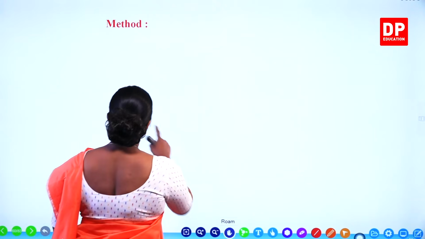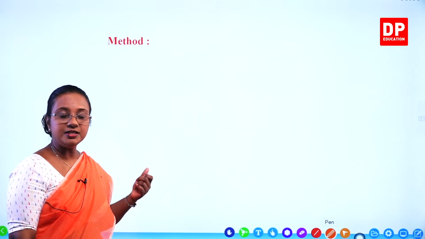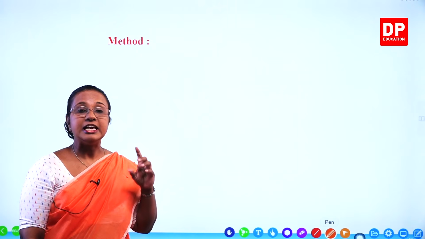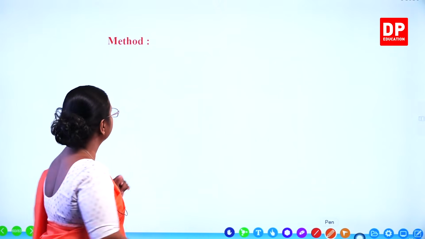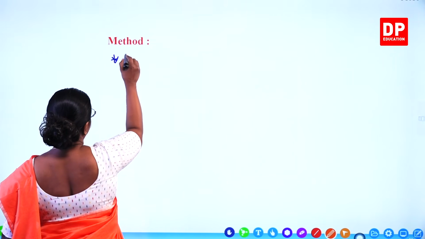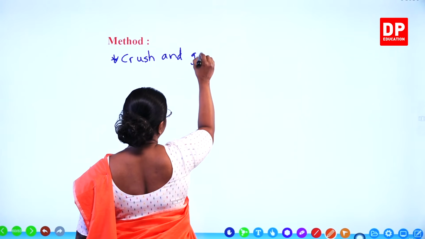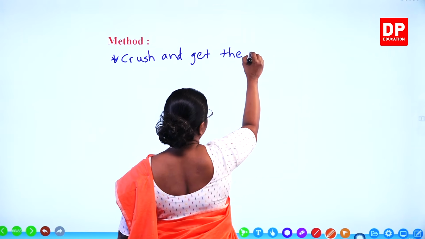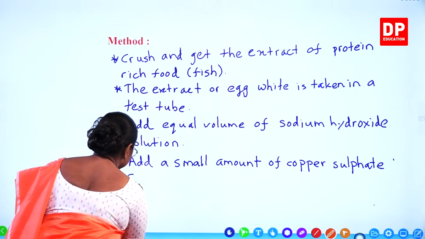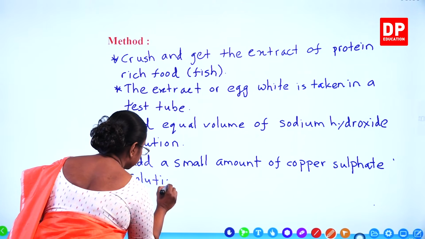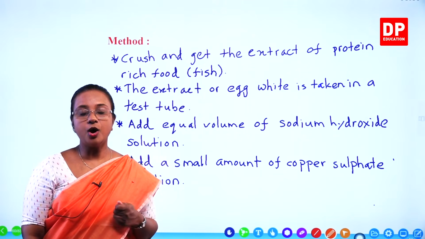So, under method, if it was egg white, you can use it directly. If it is a solid food, you will have to crush it and take the extract. So, the first step is to crush and get the extract of the food, then you will get the required observation.